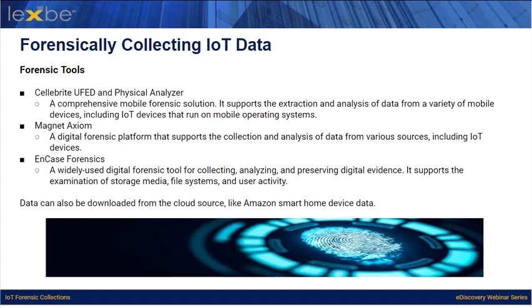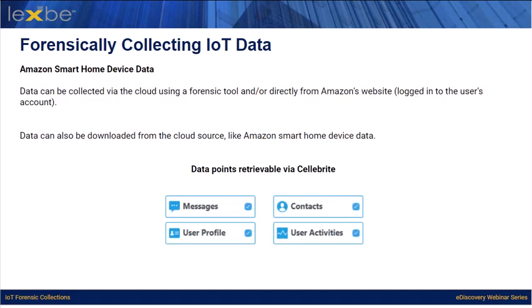And then there's also data you can download directly from, say, a website. So data can be downloaded from a cloud source, like Amazon. If I go into Amazon and look at all my different devices, my history, I'll be able to see that I have the device connected to it, and I'll be able to download that data in a user-friendly format. So certain things we can get from, say, collecting an Amazon smart home device include the messages, the user profile, all the user information, contacts, and user activities. A lot of great information can be pulled from an Amazon smart device.